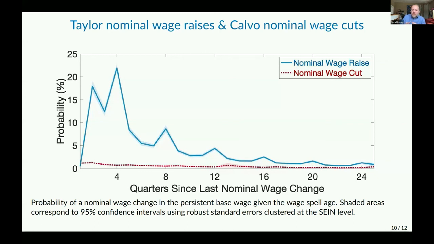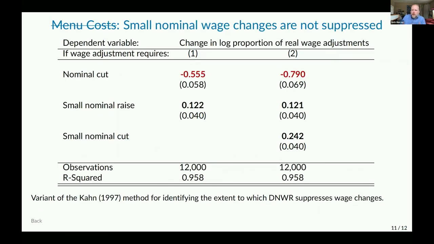This is informative because a Calvo-style model of the random arrival of opportunities to adjust wages would imply that you should see a very flat series rather than a declining series. And so the fact that with the nominal raises, we see that the probability you receive a wage change is decreasing since the last time you received a wage change really runs counter to what we'd expect if Calvo was applicable to nominal raises. Whereas it really does seem like the nominal wage cuts are very consistent with a Calvo-style model of wage adjustment. So next, I want to focus on the menu cost model side of things.